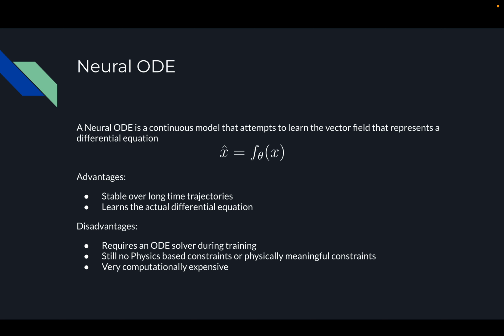Its disadvantages include that it requires an ODE solver during training, which I end up using the forward Euler method, which is not known for its preciseness, but made sense in this situation due to the computational complexity of training a neural ODE. And it still lacks any physics-based constraints or physically meaningful constraints, relying solely on the data points.